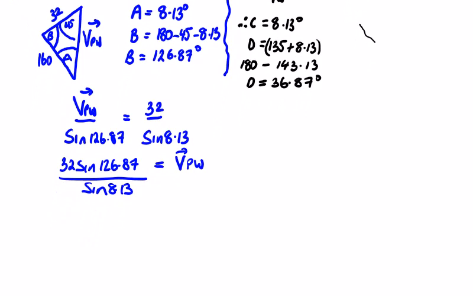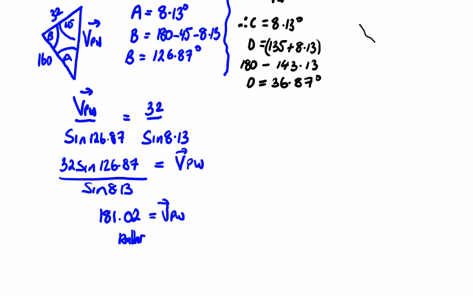We'll get the velocity of the plane relative to the wind to be 181.02. That'll be in kilometers an hour.